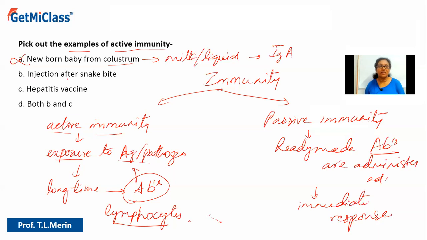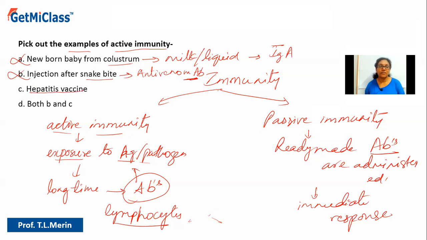Option B says injection after snake bite. Here the snake bite injects the venom, right? So we have to give anti-venom antibody. When antibody is given, again it is readily available, and hence it acts directly. So this also belongs to passive immunity.